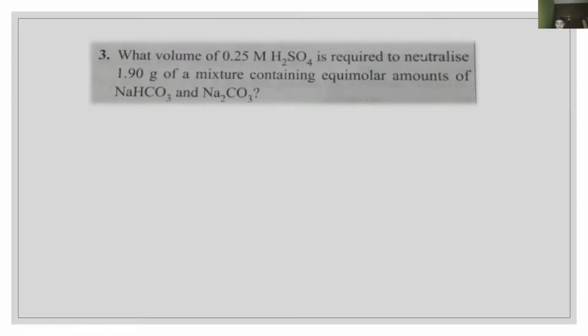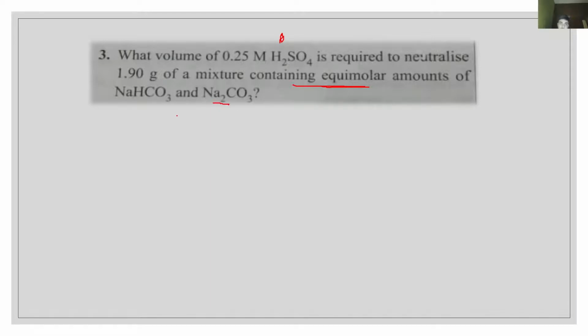Now come to the next question. What is said in the question? First read. What volume of 0.25 molar H2SO4 is required to neutralize 1.90 gram of a mixture containing equimolar amounts of sodium bicarbonate and sodium carbonate. Note it, equimolar amounts.